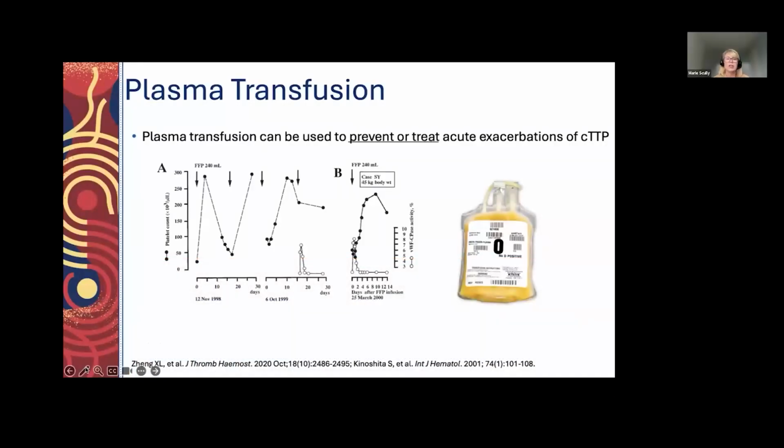So plasma transfusion can be used to either treat an acute episode or exacerbation of congenital TTP, but also it can be used in the prevention of acute, subacute, and non-overt symptoms. And the variability depends on a number of factors which are relevant to many different countries and continents. But essentially, up till now, the mainstay of therapy has been a blood product.